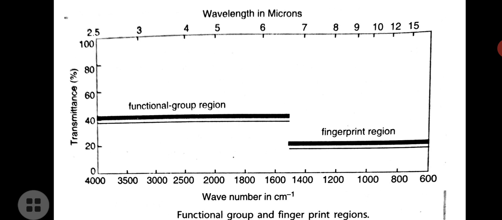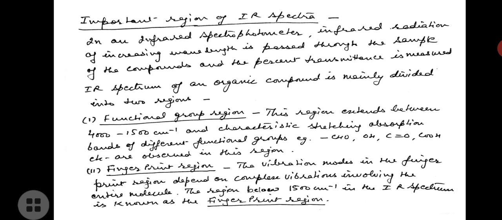So, the functional group region extends between 4000 to 1500 centimeter inverse, and characteristic stretching absorption bands of different functional groups, that is C-H, O-H, C double bond O, COOH, etc., are observed in this region.